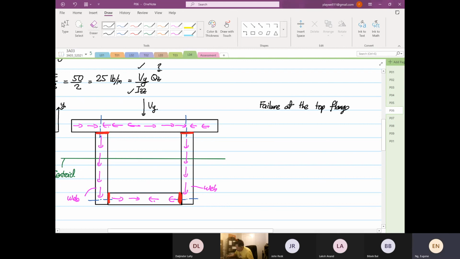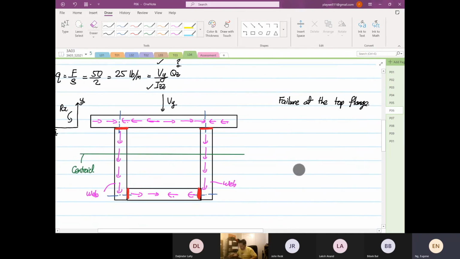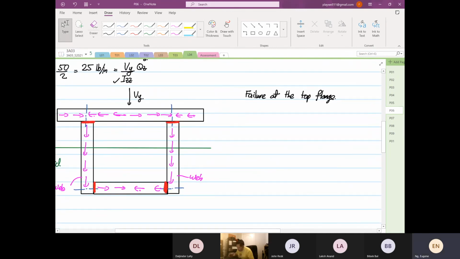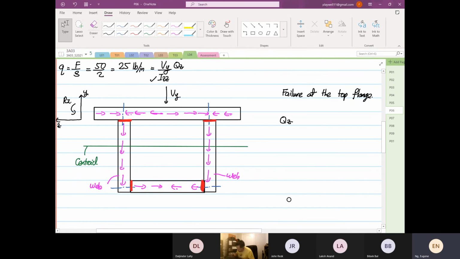As I mentioned, it is the first moment of area that is very disturbing. Yes or no? Okay, very, very disturbing. Okay, so now we are going to find what our Qz is first. So Qz is to consider. All right, so we apply our rules.